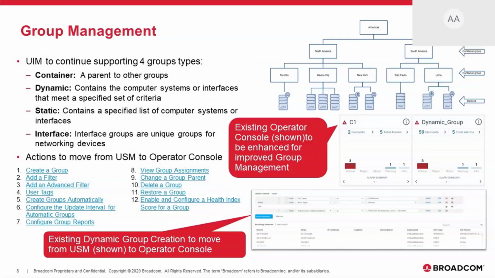Similarly, for group management, we already have a group management functionality in operator console, and we'll continue supporting all the group types like container, dynamic, static, interface groups for network monitoring as is. So we plan to bridge the gap in terms of functionality around group management, what's available today on USM, to that on operator console. So you'll see there are around 12 functionalities which are captured in tech docs available today in USM, and that will be available onto the operator console once UIM 20.3 is released.